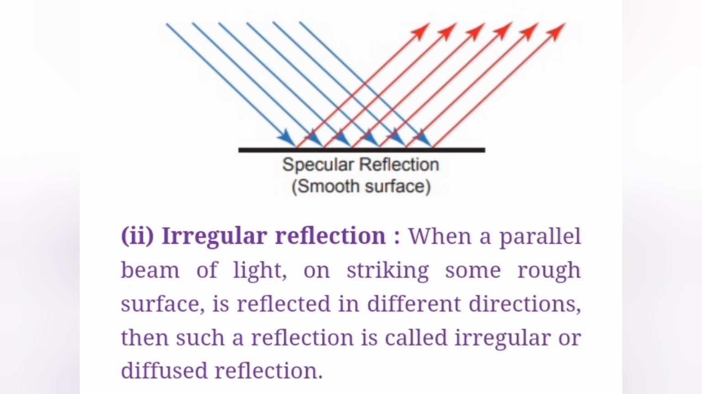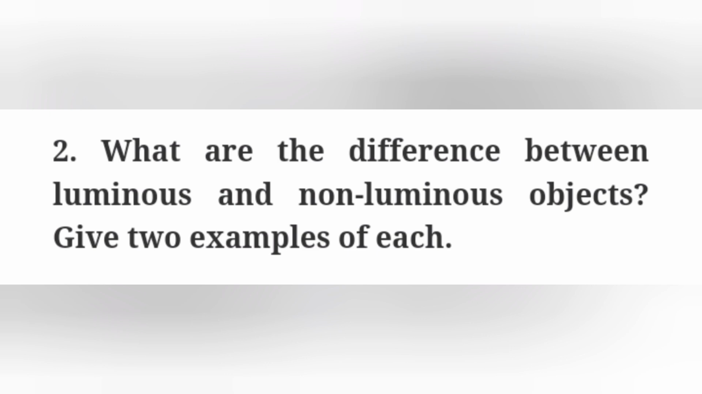Then second point, irregular reflection. When a parallel beam of light on striking some rough surface is reflected in different directions, then such a reflection is called irregular or diffused reflection. Second question, what are the differences between luminous and non-luminous objects? Give two examples of each.